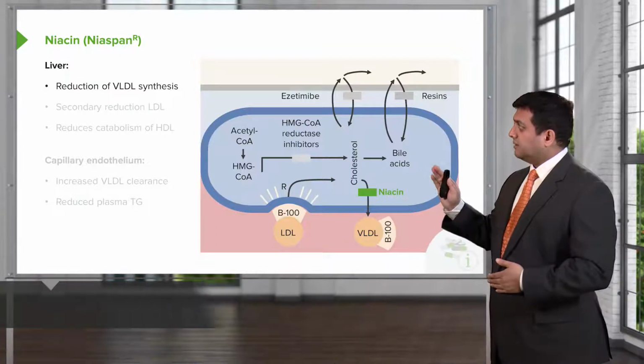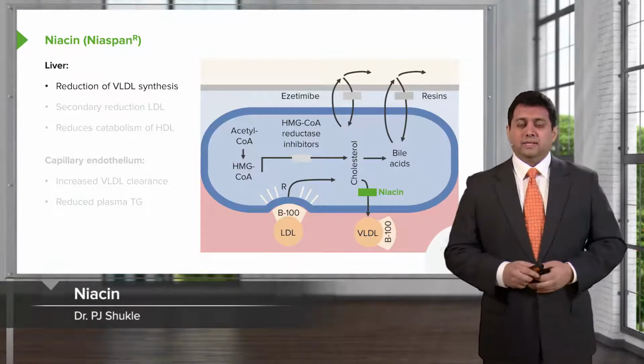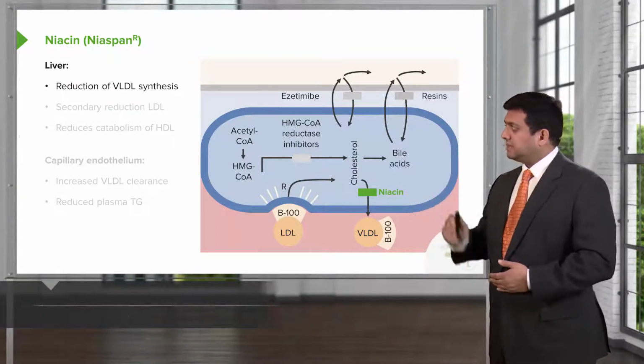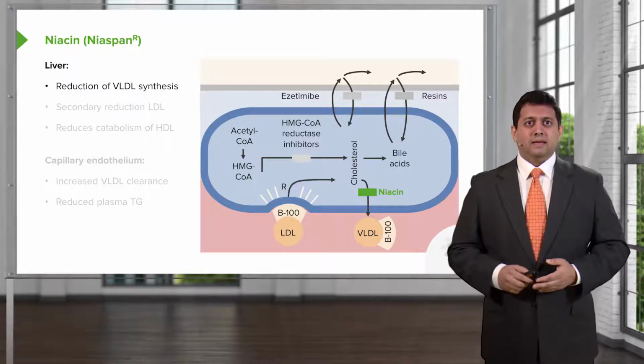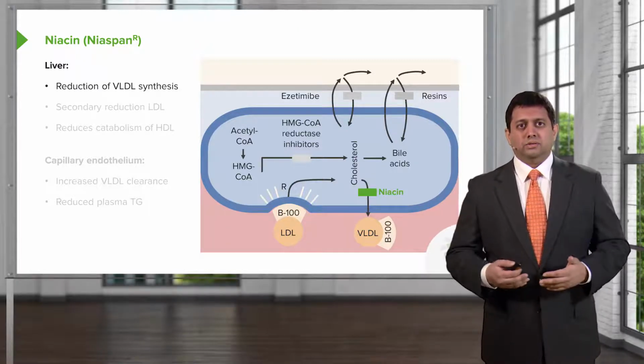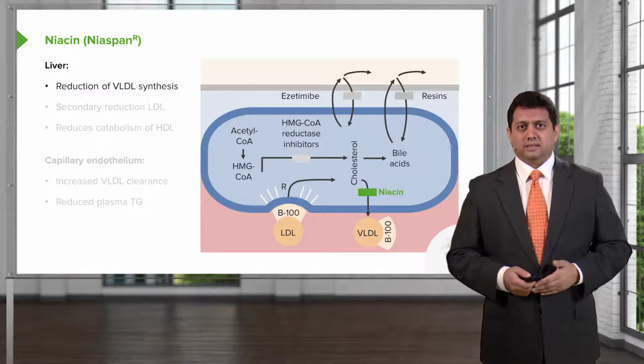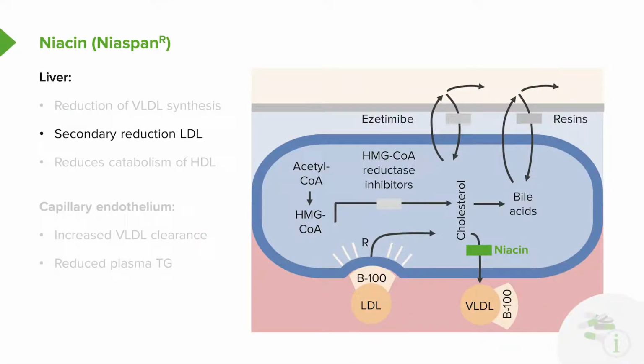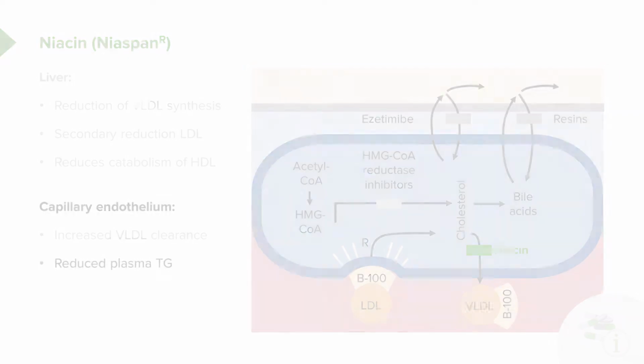Let's take a look at how niacin works now. Now take a look down at the bottom of the cell. You can see niacin in green. Niacin is going to reduce VLDL synthesis. It also has a secondary reduction in LDL, and it also reduces the breakdown or catabolism of HDL. In the capillary endothelium, you have increased VLDL clearance. This reduces your plasma triglycerides.